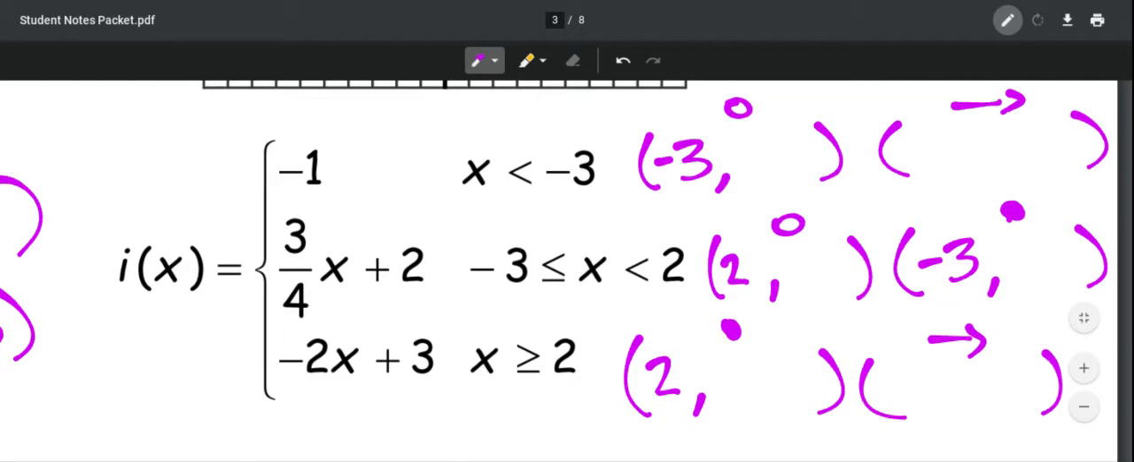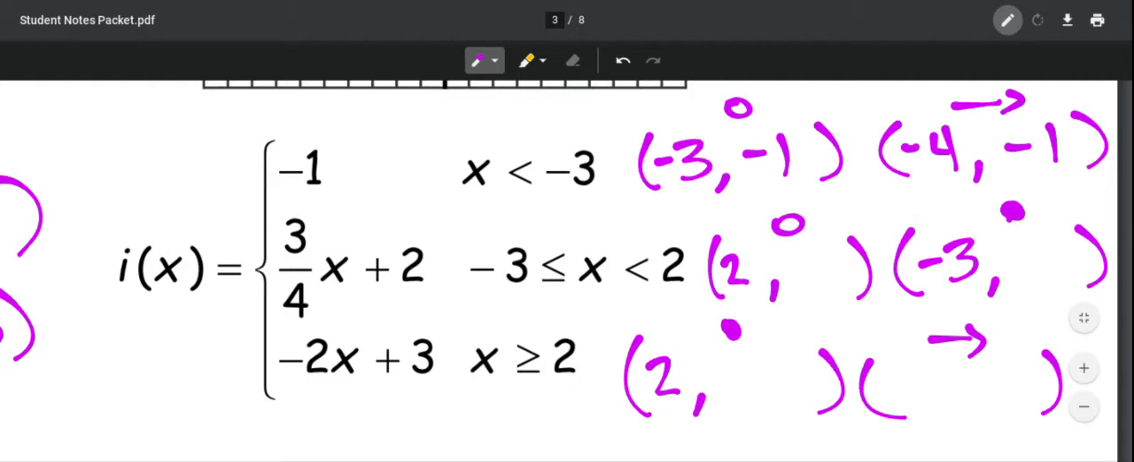So now we just have to evaluate. So if I put in -3, I get out -1. I have to choose something that's less than -3. Less than -3 is -4. I still get out a -1.